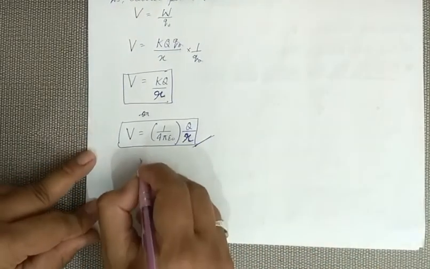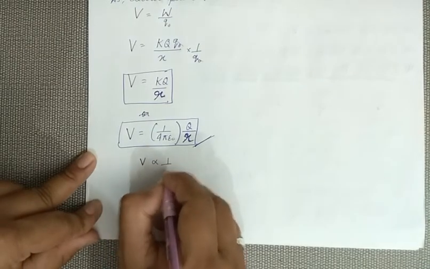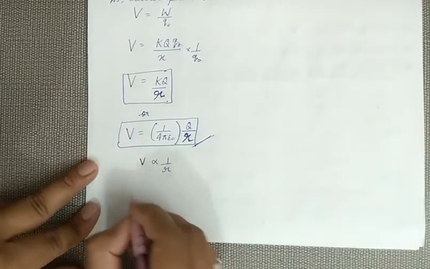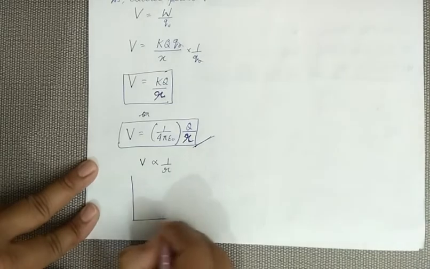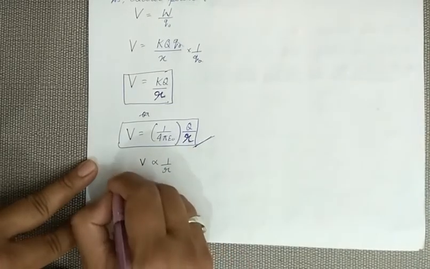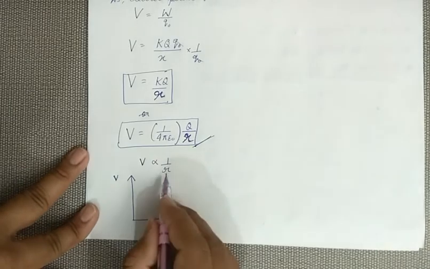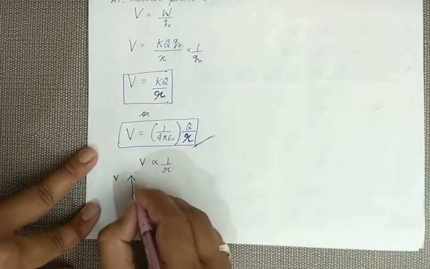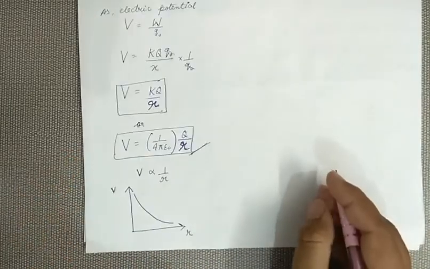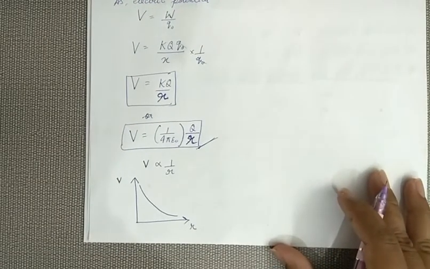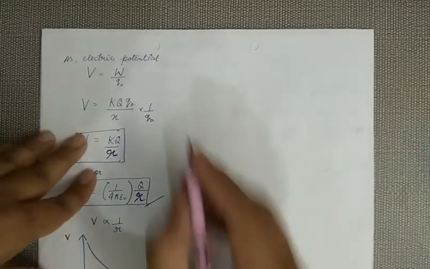Just see the relation between V versus r. Again you find they are inversely related. So on taking the variation graph, as the distance increases from the charge, your potential decreases. So this is the variation of potential with distance. Now look at a few concepts.